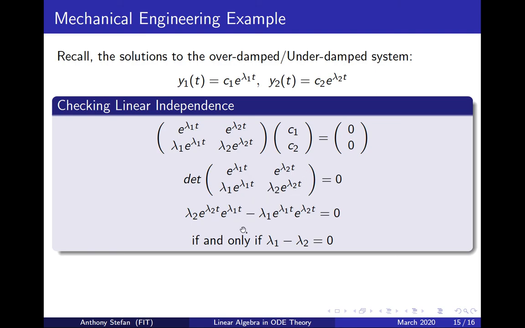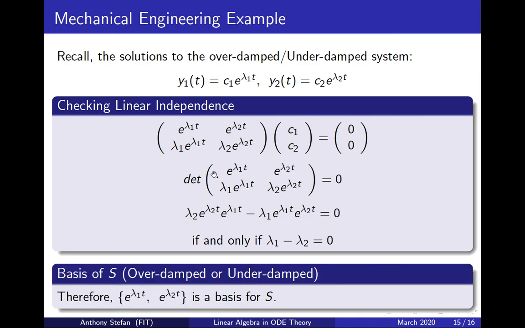When we solve for the determinant, we know that our exponential functions cannot equal 0. So this is only equal to 0 if lambda 1 minus lambda 2 is equal to 0. But since these two are distinct, this only means that C1 and C2 must equal 0, because the exponential function cannot equal 0. So that proves that this is linearly independent.